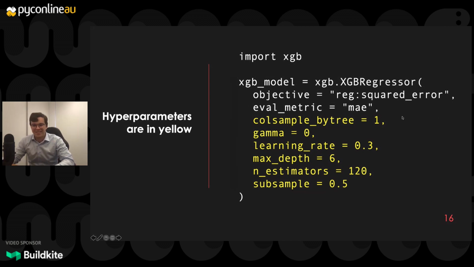I use this because Nassim Taleb told me to. And the hyperparameters are all in yellow, things like colsample_bytree, and learning rate, and n_estimators, and so forth. And I'm not going to explain what they mean because you don't need to know.